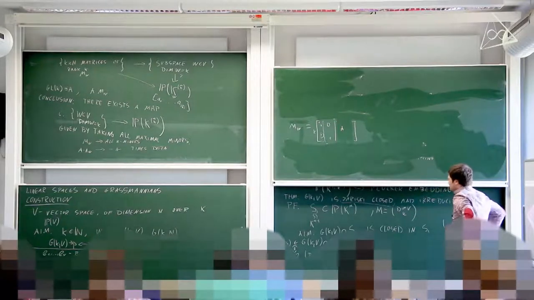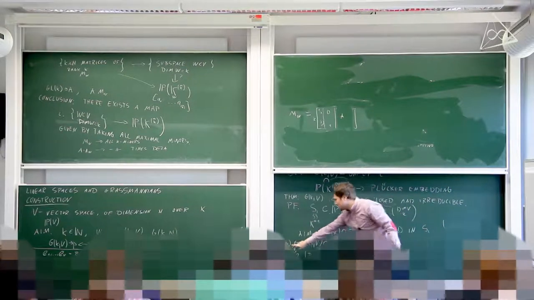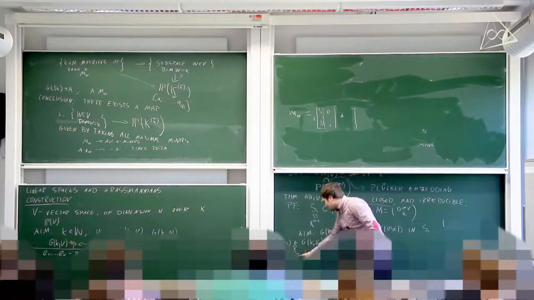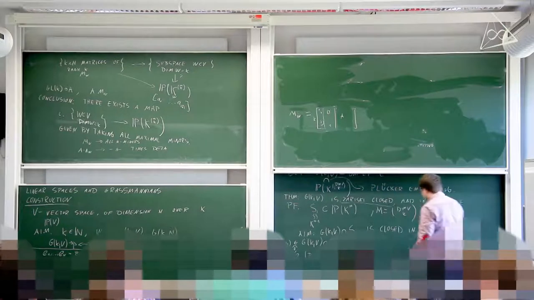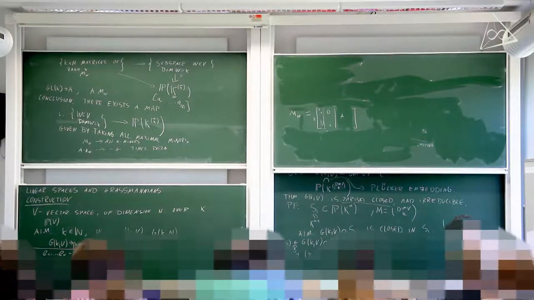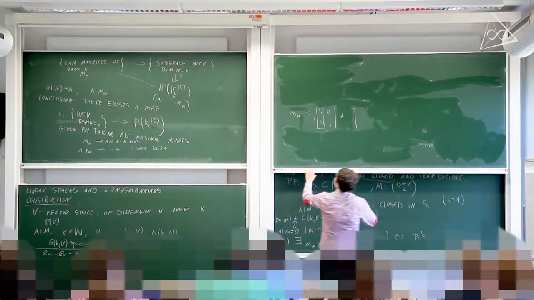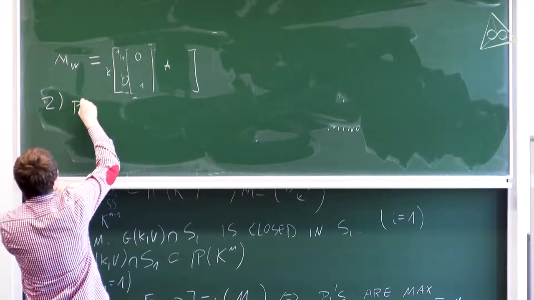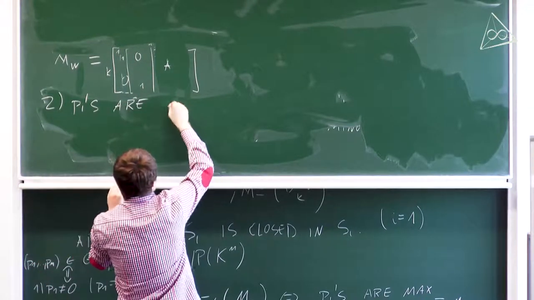Okay, so in fact, I erased too much, because we want to characterize this condition that the point belongs here by some set of polynomials. So far we only made restatements. We say that P_1 is equal to 1 and the other P_i are maximal minors. Now we can make this equivalent. So I continue the lower point 2. Continuation of 2: the P_i are all minors of A.